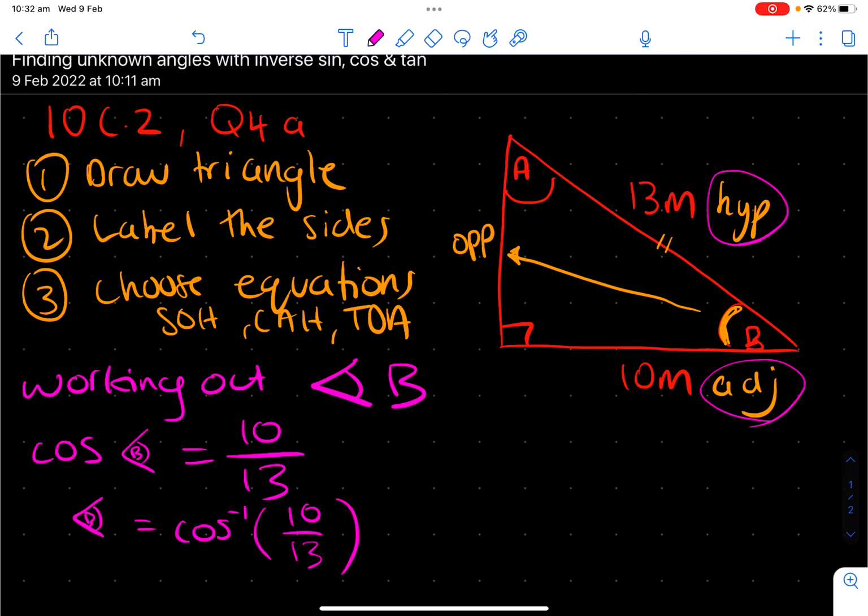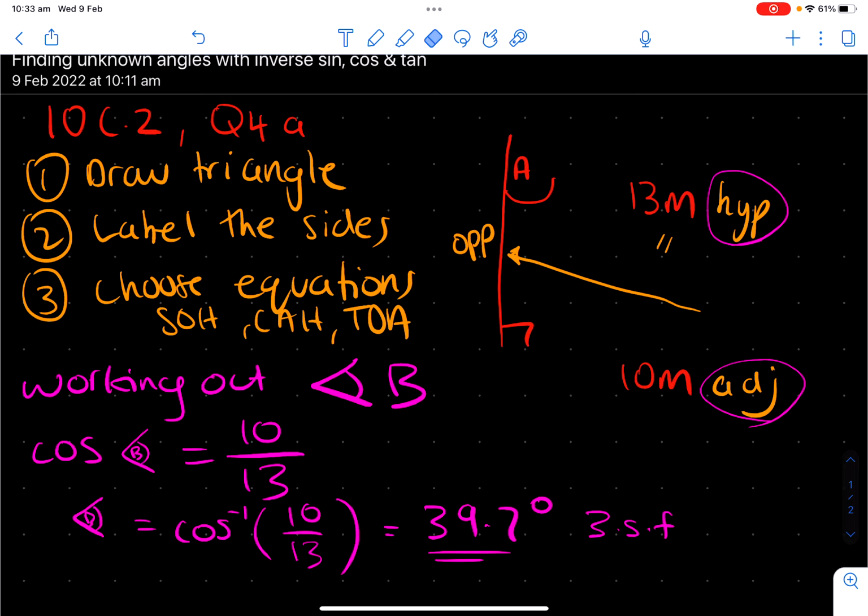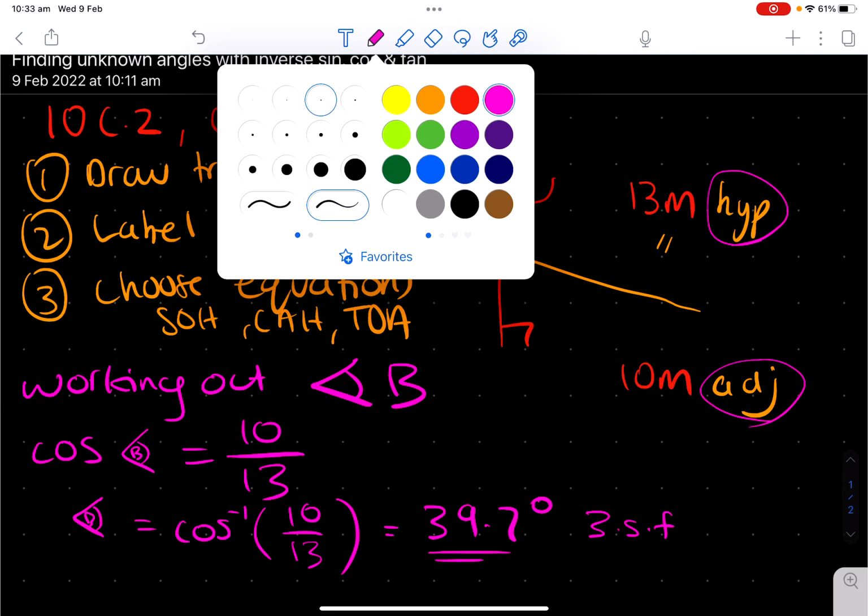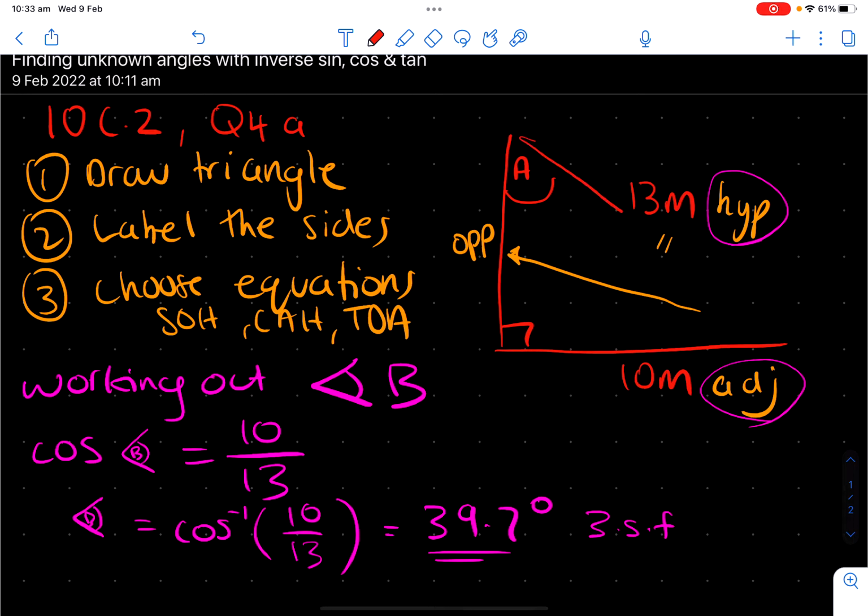We then put this into our calculator, and you should get 39.7 degrees. Don't forget to do your angle in degrees and to write all of your units and in 3 significant figures. Now I'm just going to erase this little part of the triangle. And now that we have our angle here, we're going to fill it in: 39.7 degrees.